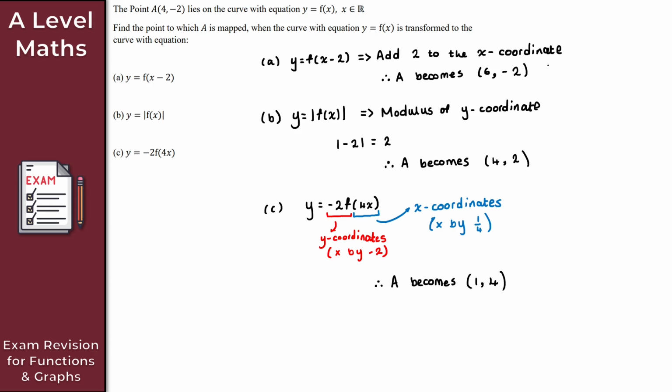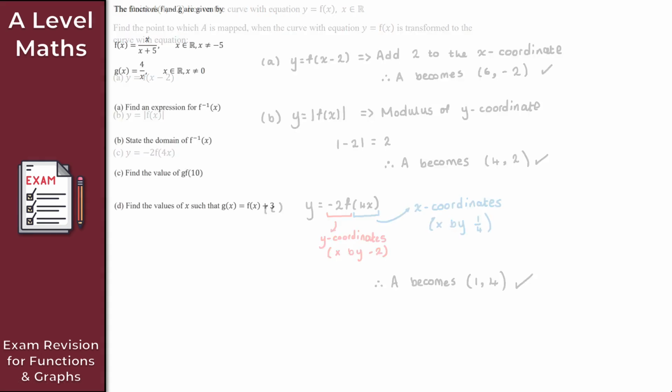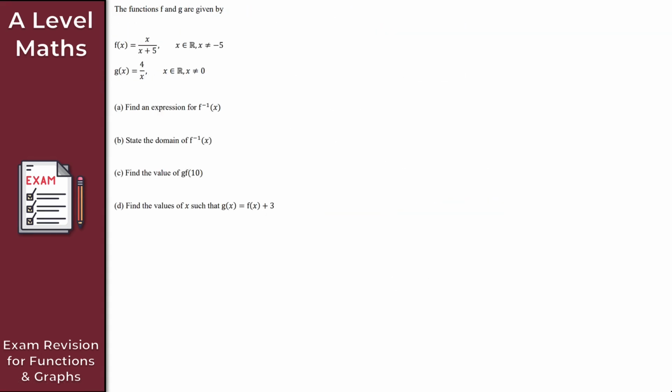And there we have it. So this here was the solution to part A. This was the solution to part B. And this here was the solution to part C, giving us a solution to question 1. So moving on to the next question, let's have a go at question 2. For question 2 here, we're given the functions f and g, and they're given as follows. Now for the first part of this question, all we want to do is find an expression for the inverse of f of x here.